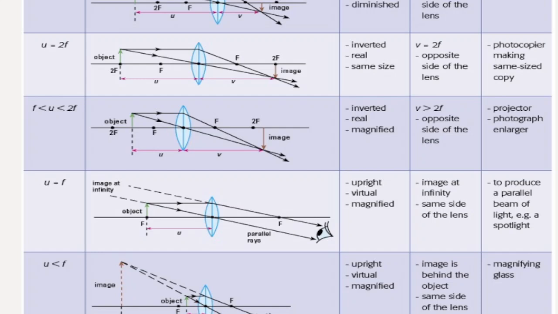Now with the object within the focal length, when you do it, it is causing the image behind the object, on the same side as the object, and it is a virtual, magnified image. In this case also it is magnified. So where is it used? Because it's magnification that is being employed, it is used in magnifying glasses.